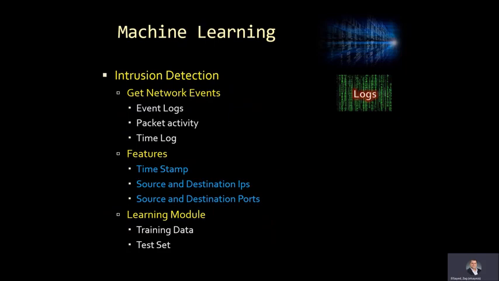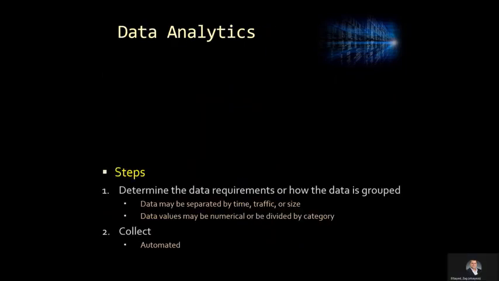After that, we need to detect features. Very simple. In this example, the features will be the timestamp, the source and destination of your IPs, the source and destination of the ports. By using these features, we can define or make even a simple binary system. Is it an attack or not? And the third step here will be the learning module. The learning module will need the training data that will build what the module will be, and at the end, it will be the test set.